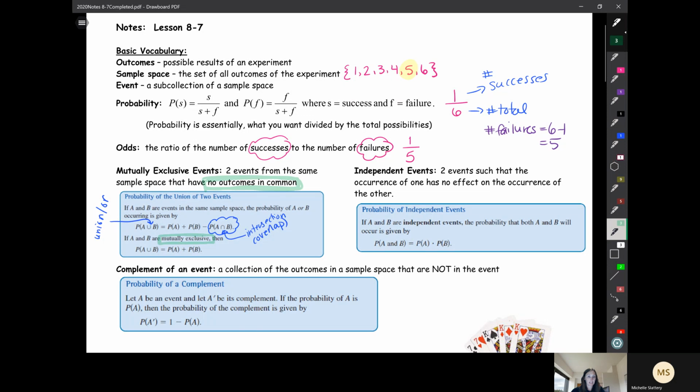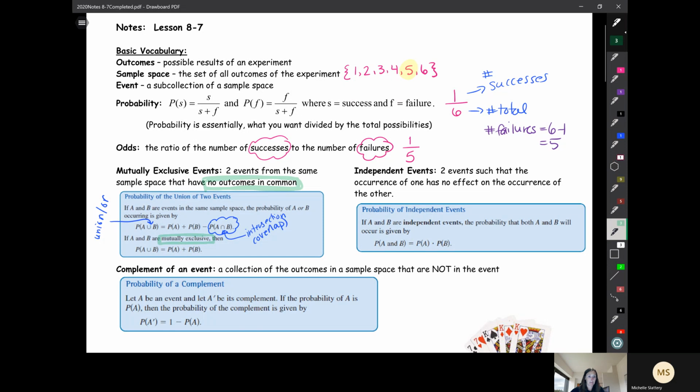Independent events are two events such that the occurrence of one has no effect on the occurrence of the other. So when you're rolling dice, dice are independent events. If you have one die and a second die, what happens on one die does not affect the probability of what's going to happen on the second die. Those probabilities are going to stay completely independent of each other.